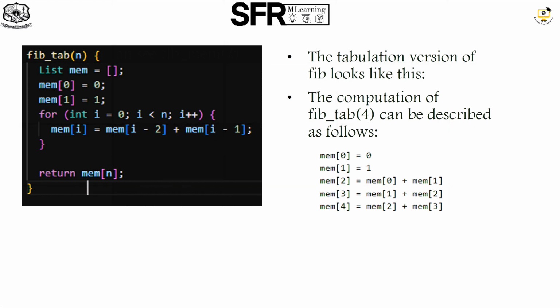First I introduce a mem list variable, and mem of 0 is equal to 0, mem of 1 equal to 1. In an iterative manner, mem of 1, mem of 2, mem of 3, likewise up to mem of n, I calculate, and return the final value, because the final value is stored in the last variable, mem of n.